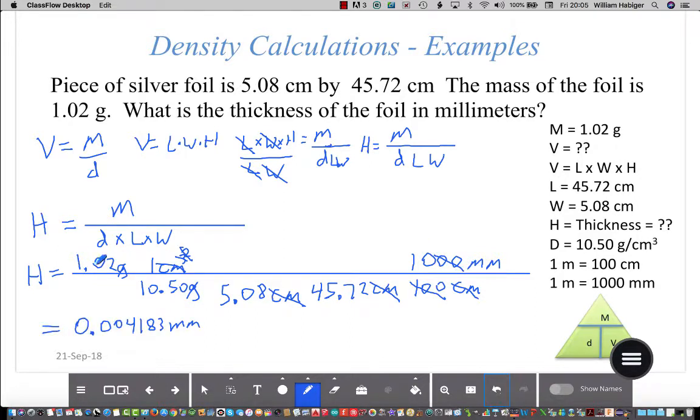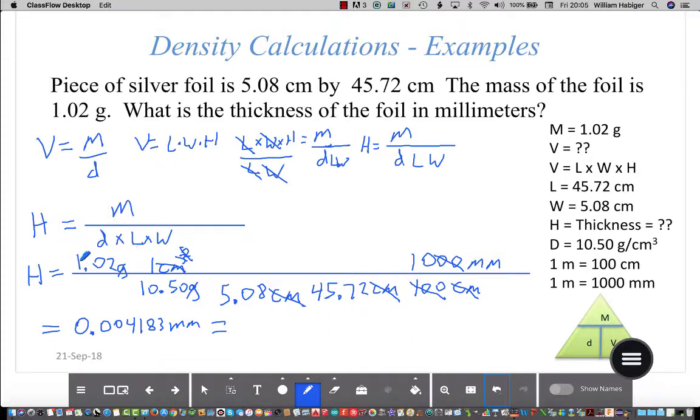So when we take 1.02 divided by 10.50, get our answer, divide that answer by 5.08, get our answer, divide that answer by 45.72, then take that answer and multiply by 10, we get 0.004183 millimeters. Now there's several ways that you can solve this. You can take everything on the top, multiply it together, take everything on the bottom, multiply it together, then take the top, divide by the bottom. Or you can multiply everything on the top together, then go back and divide each thing individually by what's on the bottom.